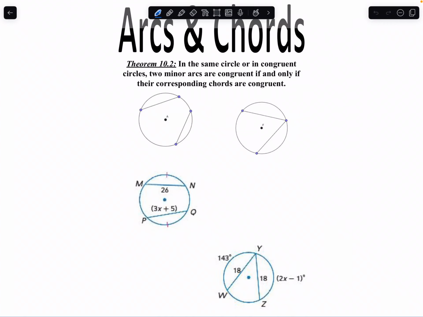Welcome back. In this video, we're going to talk about arcs and chords. As we spoke about earlier, we spoke about the different parts of a circle, right? So a quick review, an arc is part of the circle. So here, for example, the arc in the top circle would be like this section is an arc. And this section here is an arc.